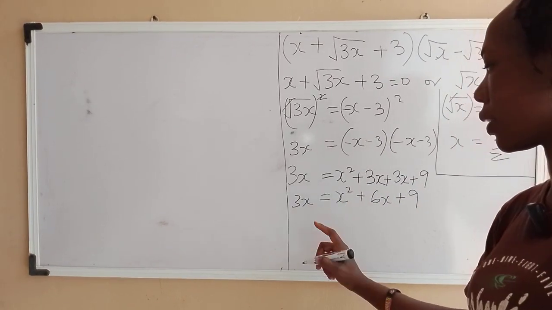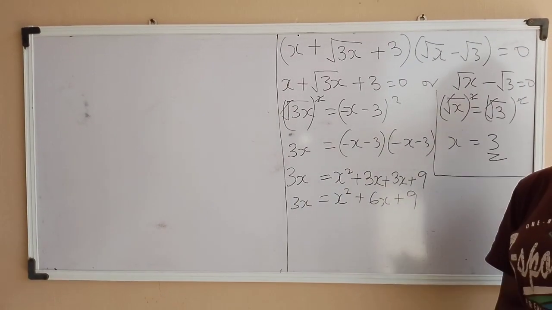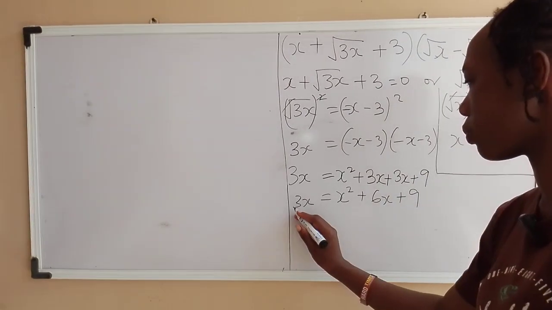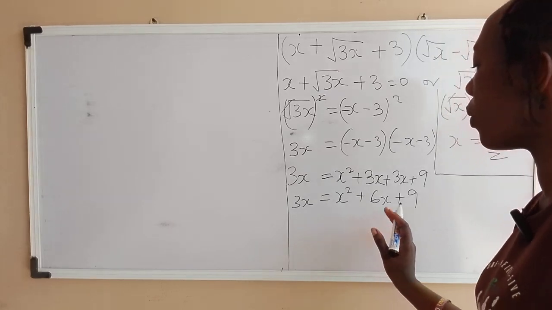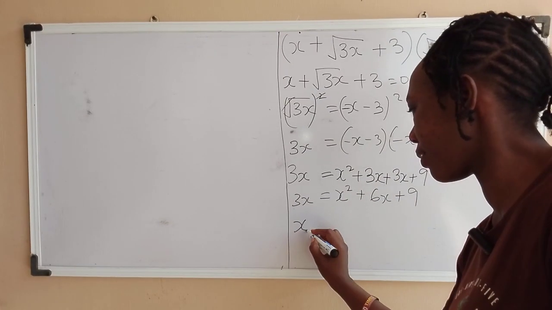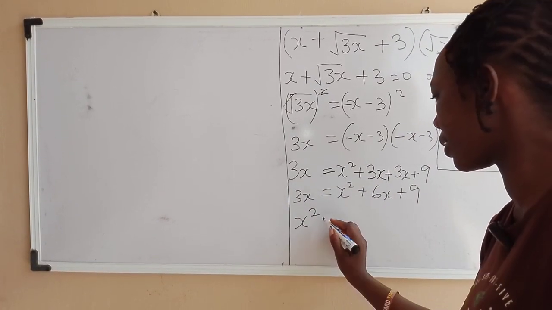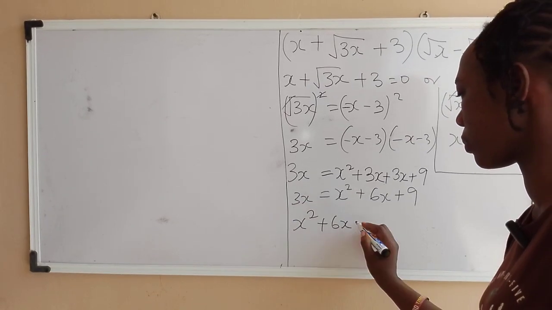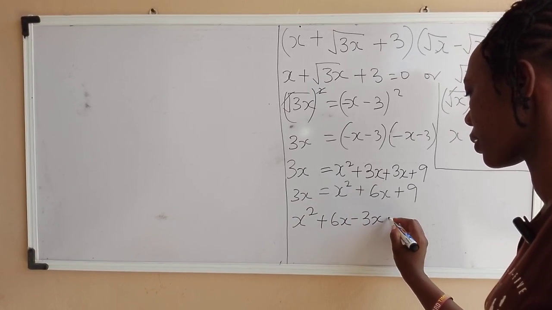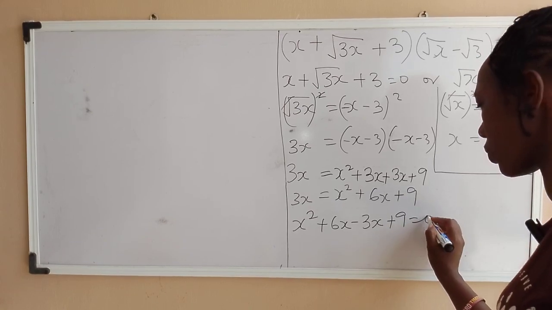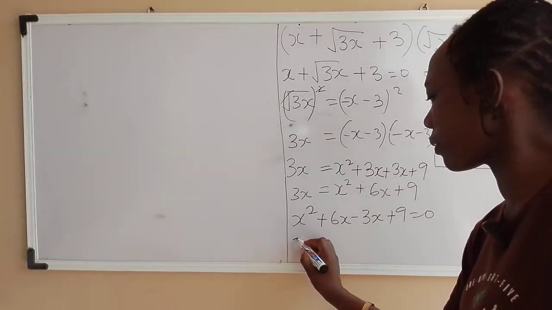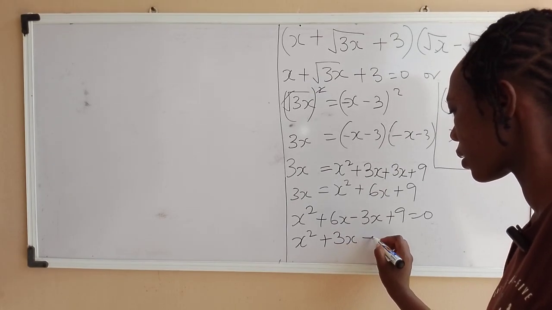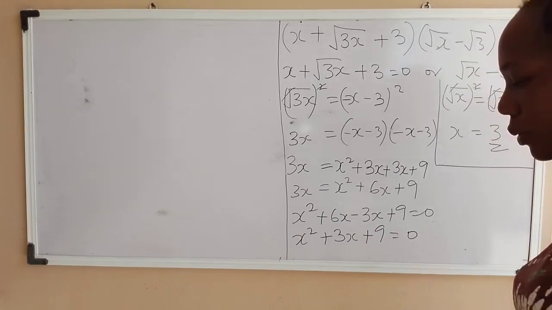We have our 3x here. So now we're going to arrange them again to really look like a quadratic equation. So moving this one here, or interchanging them, I prefer having it at the left hand side. So this one becomes negative 3x plus 9 equals 0. So this will give us x squared plus 3x plus 9 equal to 0.